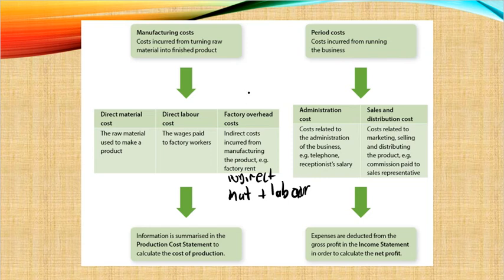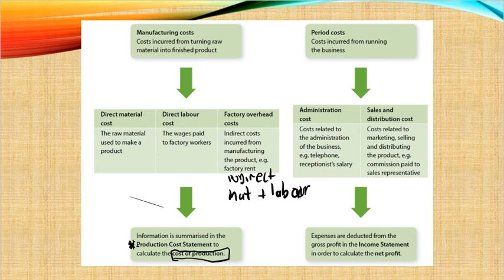Then all your direct and indirect costs, so your total manufacturing costs, are summarized on the production cost statement, which is the thing that's new now in grade 12. Okay, so all of these costs are summarized on the production cost statement, and we do that to calculate the total cost of production. That's why we do the production cost statement.